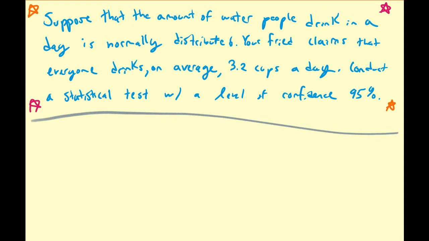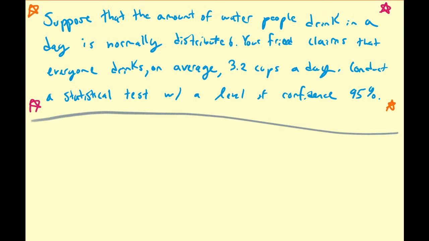Let's consider the following problem: the amount of water that people drink in any given day is normally distributed. Let us assume we don't know the mean and we don't know the standard deviation of that distribution. Let us assume that your friend claims that everyone drinks on average 3.2 cups a day. Conduct a statistical test with a level of confidence 95%.